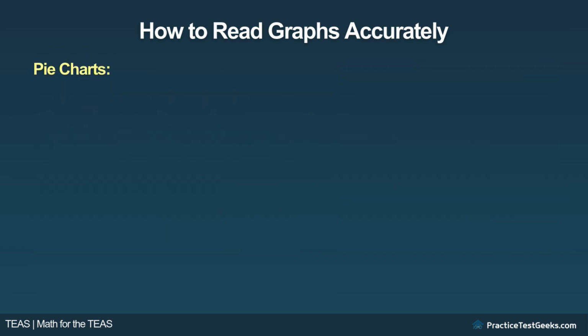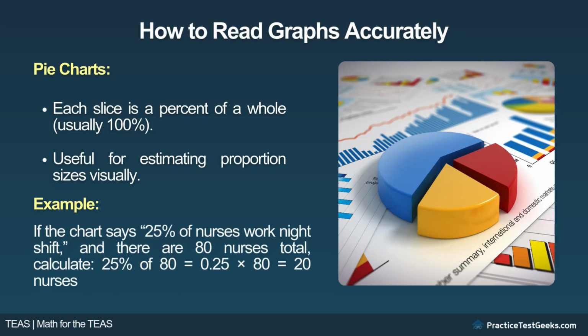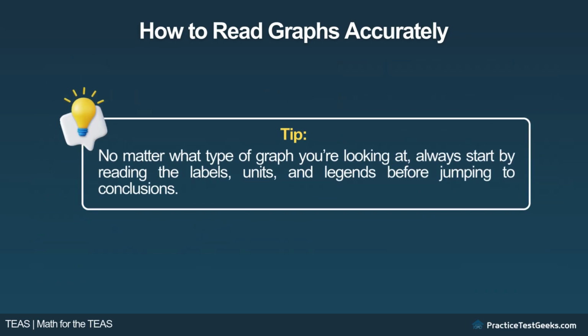Now, pie charts. Each slice represents a portion of the total, usually out of 100%. These are great for showing proportions at a glance. Let's say a pie chart shows that 25% of nurses work night shift. If there are 80 nurses total, just multiply. 0.25 times 80 equals 20 nurses. TEAS tip: no matter what type of graph you're looking at, always start by reading the labels, units, and legends before jumping to conclusions.